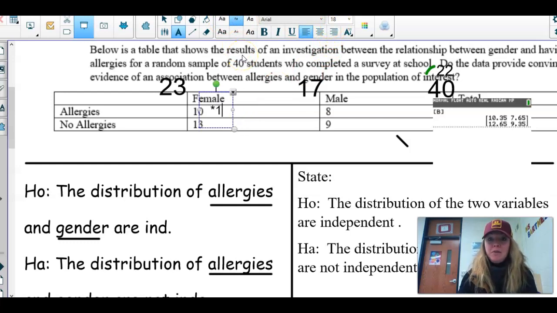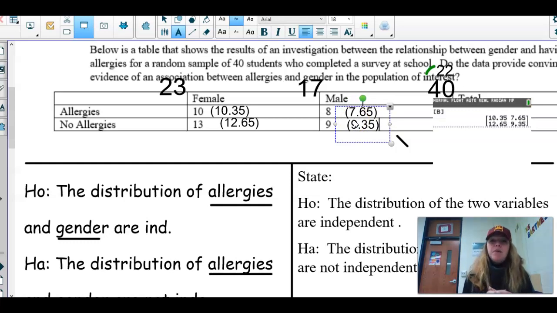So I have 10.35. I'm going to write it in parentheses so the AP readers know that these are my expected. 10.35. I have 12.65. 7.65. And 9.35. Now, I'm actually really glad we wrote this down because I want you to look at something.